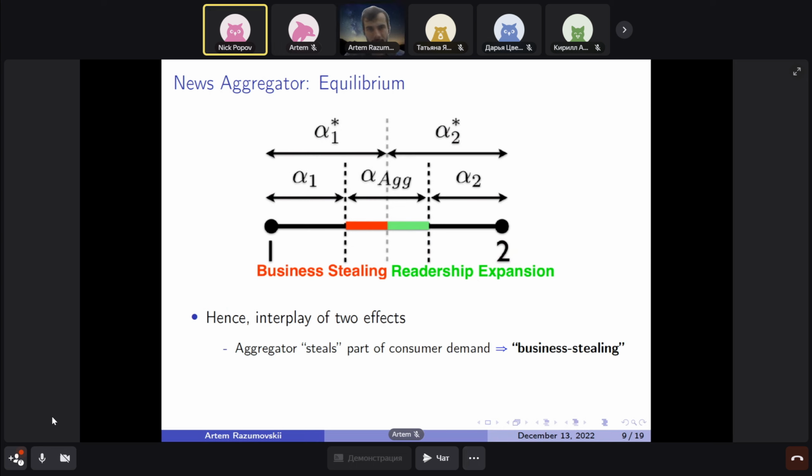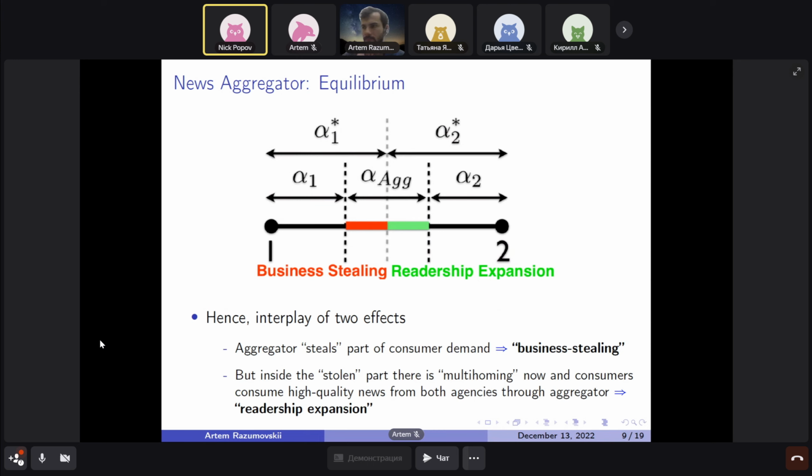It's obvious why the aggregator steals clients from the first platform, but not really obvious why it provides readership expansion. So it might be that it just steals, and nobody else really watches the content of the first platform through the aggregator. Yes, it could be, because this effect can be zero, right?